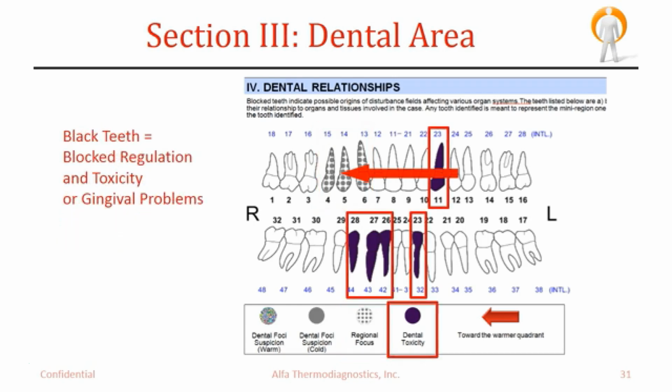And then you see the black teeth are the toxic so-called teeth. These might have had amalgams and they're still residual around, or they can be gingival problems.